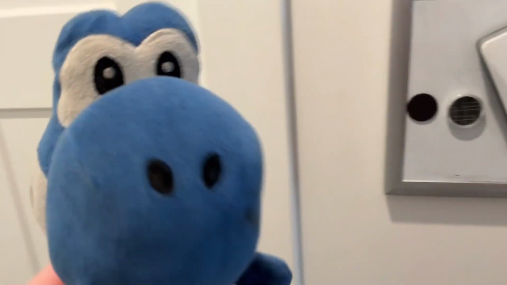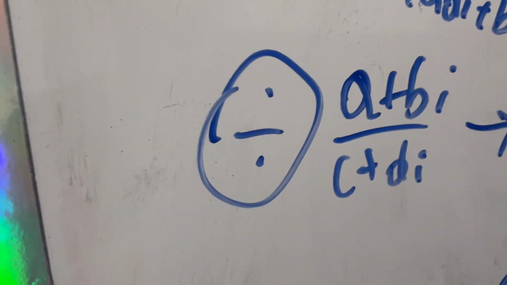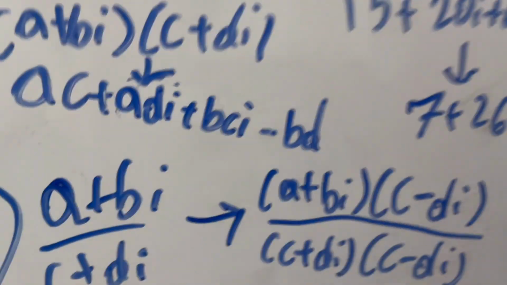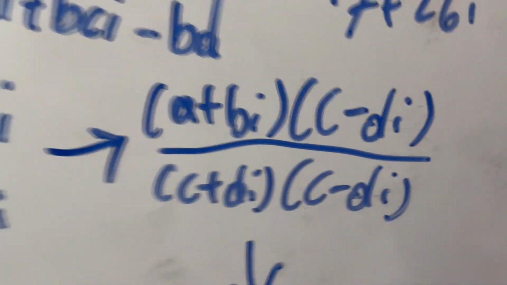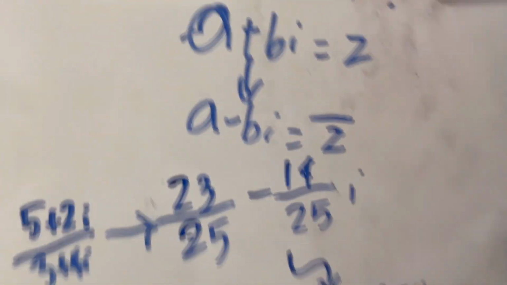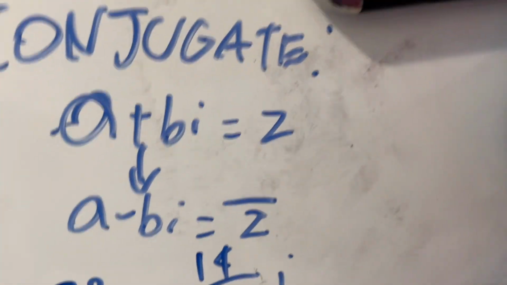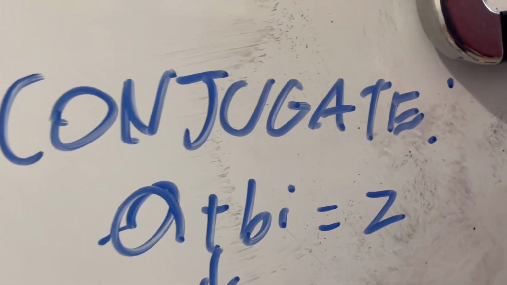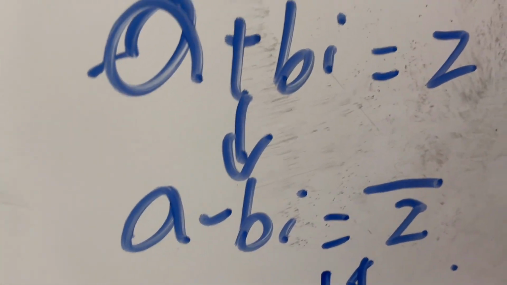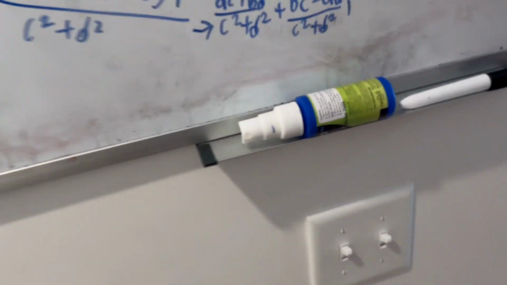Oh, division's where it gets juicy. You have to multiply the numerator and the denominator by the conjugate of the denominator. And you might be thinking, what is a conjugate? Well, we usually use the symbol z to represent a plus bi, and a conjugate is just flipping the sign. For example, for 2 plus 3i, the conjugate is 2 minus 3i. This one is pretty easy.